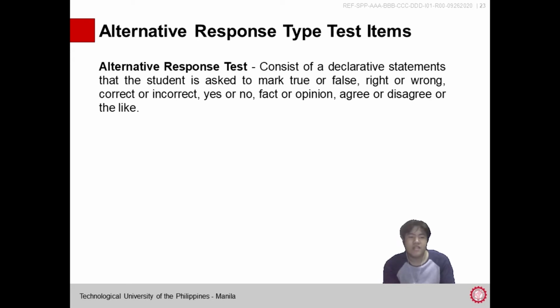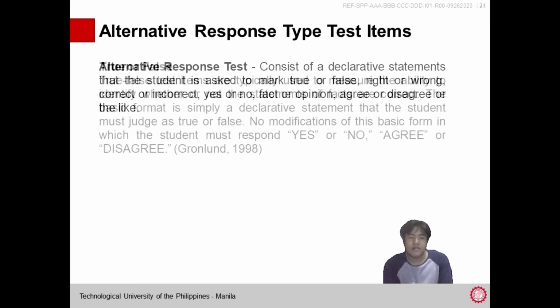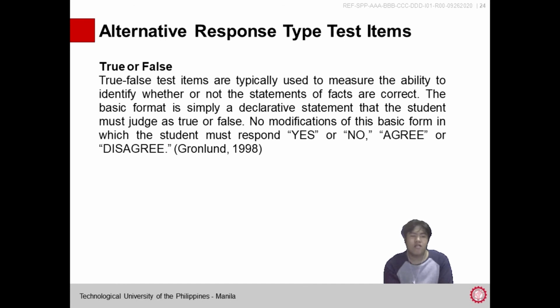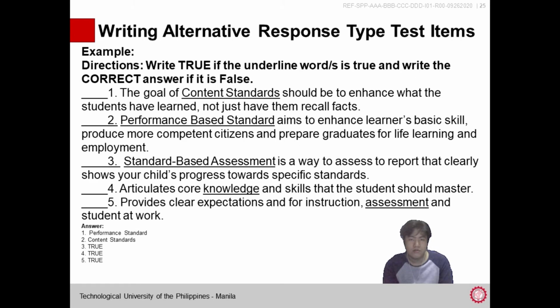The example of alternative response test items is true or false. True or false items are typically used to measure the ability to identify whether or not the statements of facts are correct. The basic format is simply a declarative statement that the student must judge as true or false. No modification to this basic form in which the student must respond yes or no, agree or disagree only. This is the example of writing alternative response type test items.